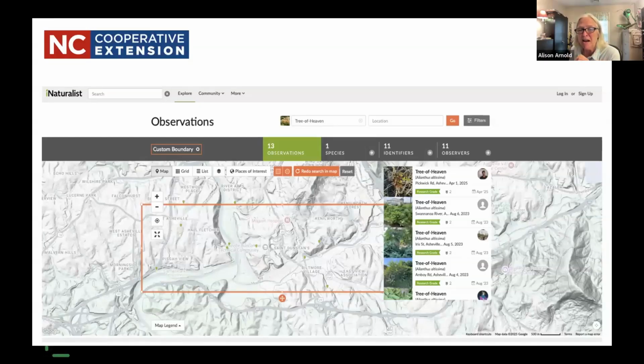And these are all in the Asheville area. I think this shows 13 observations, 11 observers, and 11 people that are identifying. So you've got some verification there with iNaturalist. This also works on animals and insects. iNaturalist is a great program. Why don't we take any questions that we might have?